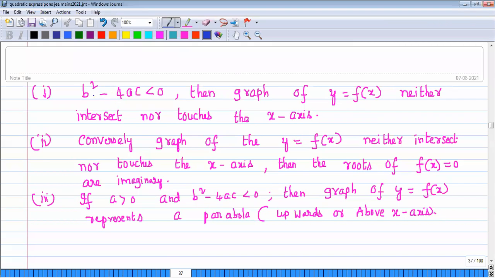So that means we can say like this, b square minus 4ac is equal to 0, then the graph of y is equal to f of x touches the x-axis. Conversely, if the graph of y is equal to f of x touches the x-axis, then the roots of f of x is equal to 0 are real and equal. If a greater than 0 and b square minus 4ac is equal to 0, the graph of y is equal to f of x represents a parabola that opens upwards. So these three we can write for this one also.